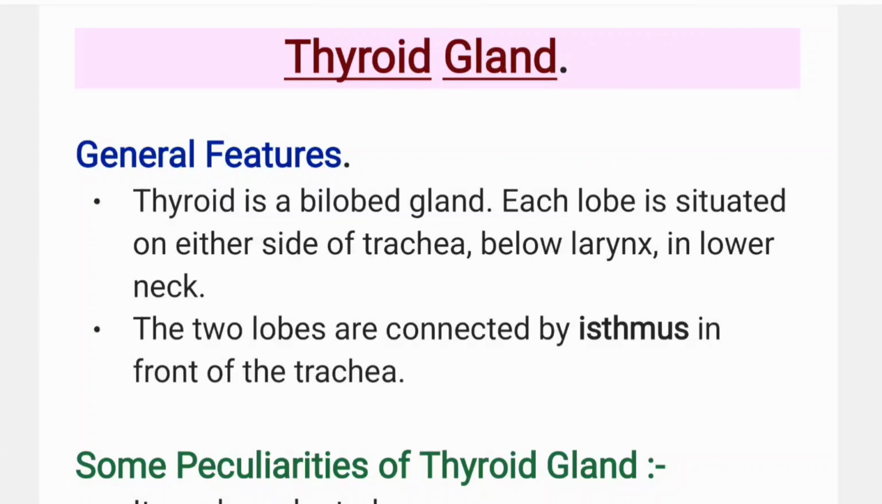First of all, we'll look at the general features of the thyroid gland. The general features are that thyroid is a bilobed gland. Both the lobes of the thyroid are situated on either side of the trachea below the larynx in the lower neck. Now, these two lobes of the thyroid gland are connected by isthmus in front of the trachea.